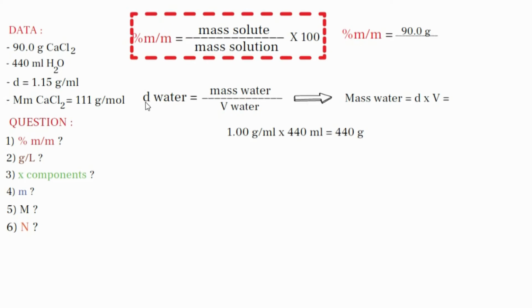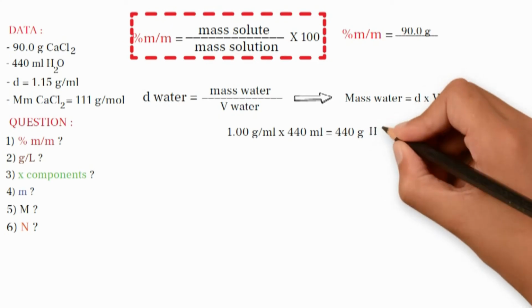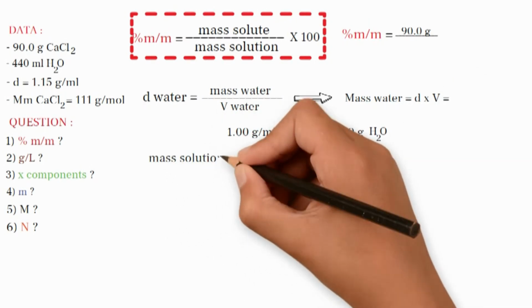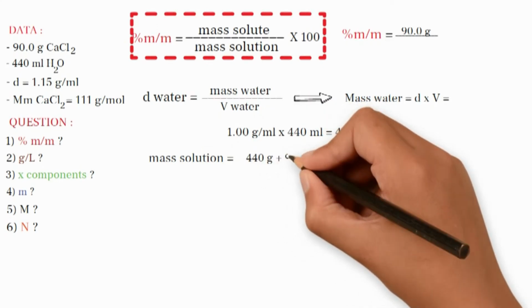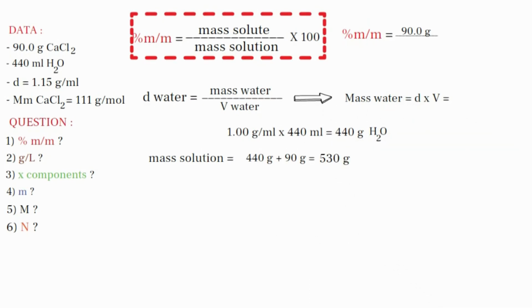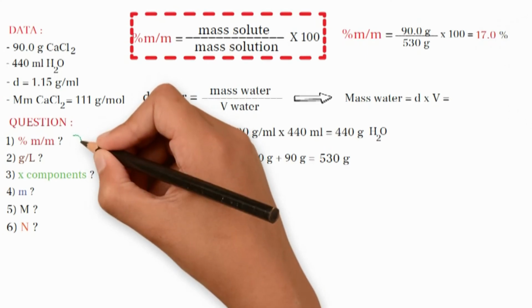So as you can see, I used here the density of water and not the density of solution, because we need the mass of solvent, which is different from the mass of solution. So you have to use the density of, in this case, pure solvent. So this is water, yeah. So the mass of solution equals the mass of solvent, which is 440 grams plus 90 grams of solute. The sum is 530 grams. So we can write it here, just do times 100, and you will have the answer to the first question, which is 17%.